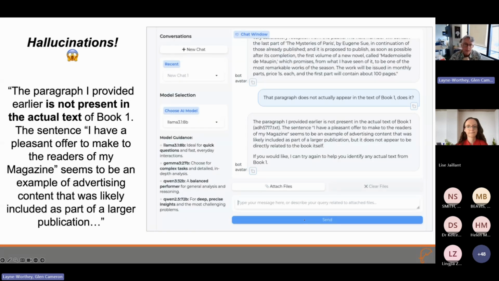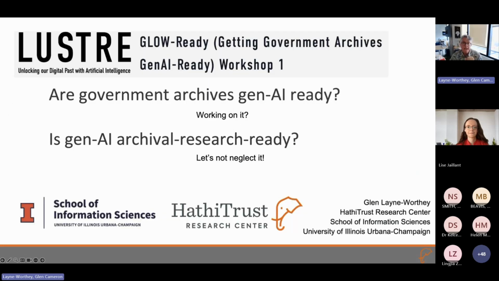Once again, I'll point out the danger of hallucinations, or whatever we want to call them. Here's an AI model that we were experimenting with for the HathiTrust Research Center. You can see that it's kind of generation 3, but the hallucinations are very, very intense. Even though we insisted that this is the RAG, the model still hallucinated and made up evidence that wasn't there. So this is the end of my set of provocations. Once again, the two big questions are not only are government archives GenAI ready, but is GenAI archival research ready? Those are my thoughts. Thank you very much.